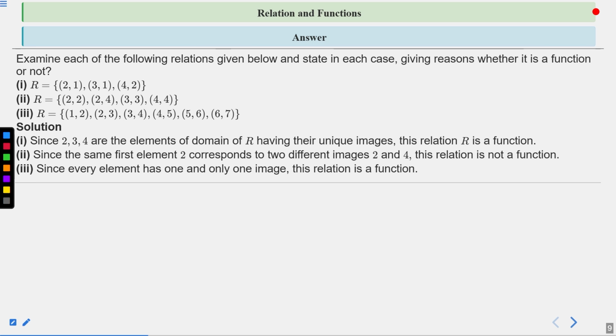For the third, the domain is 1, 2, 3, 4, 5, 6. And you see that every element from the domain is associated to an image, and one and only one image. So satisfying the definition, it is a function. I hope it is clear.